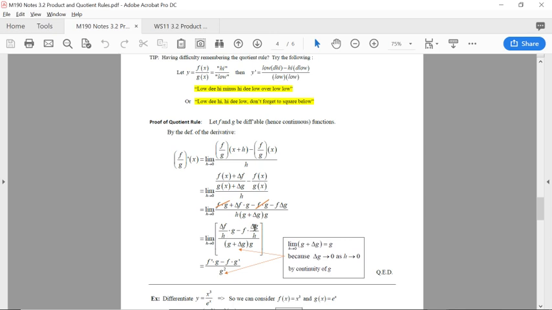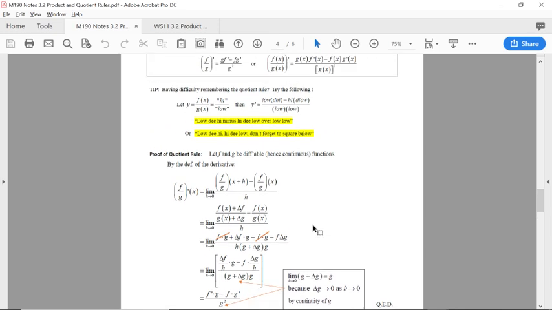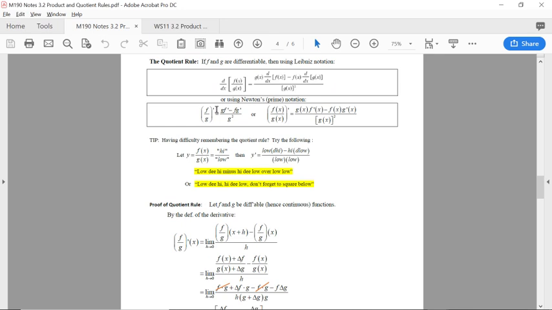And similarly, delta g over h goes to 0 over 0, a removable discontinuity, that ends up going to the derivative g prime. But when we have g plus delta g here, since h is going to 0, again by continuity of g, delta g goes to 0. But it's not being divided by anything. It's not being divided by another quantity going to 0. It's just going to 0. So we're left with a g squared in the denominator. So we end up with our quotient rule defined this way.